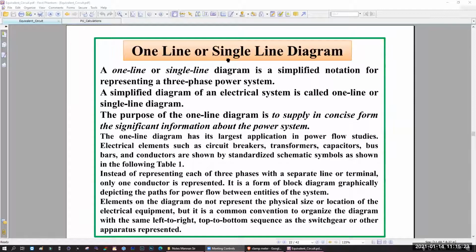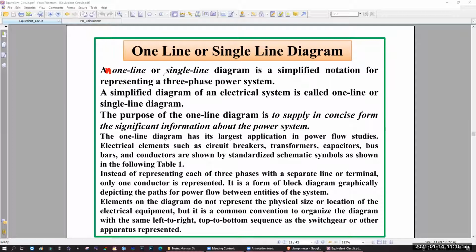So now one line diagram or single line diagram, that means OLD or SLD, the things I have already told you. The one line diagram or single line diagram is a simplified notation for representing a three-phase power system. That means a three-phase power system will be represented by a one line diagram.